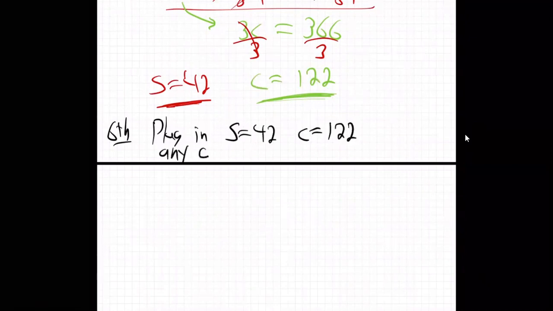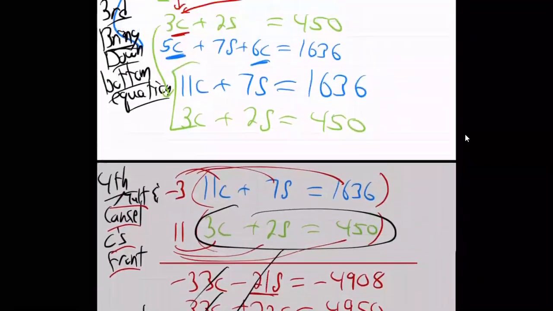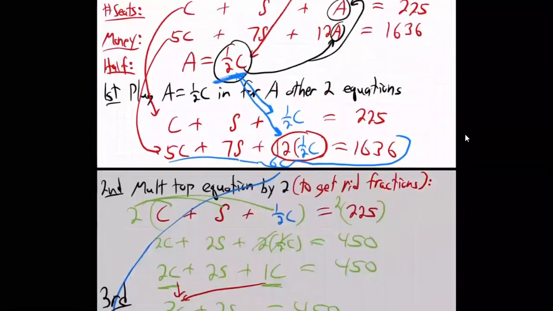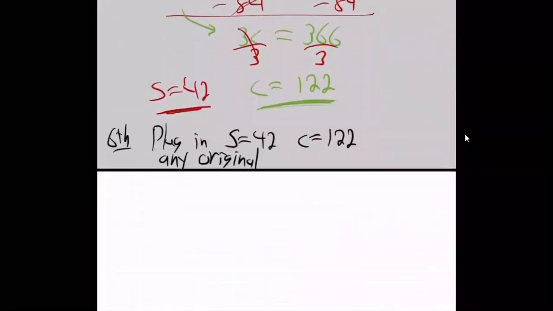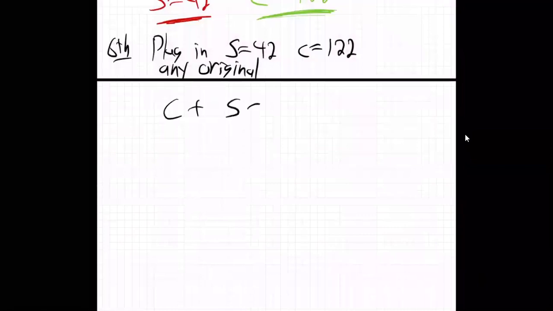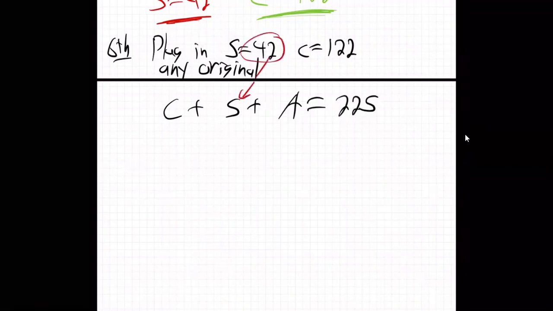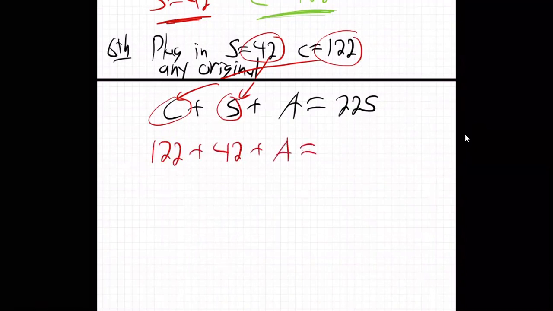Any original. So go to one of the originals. I'm just going to grab the very first one, which was what? Way back here. C plus S plus A is 225. You can just subtract from 225, really, can't you? C plus S plus A is 225. You could just add these and take away. It's the same thing. Plug in S. Plug in C. So 122 plus 42 plus A is 225.